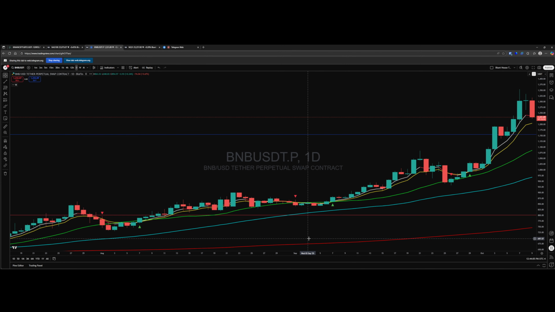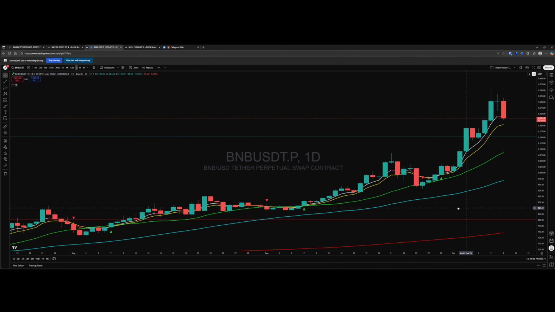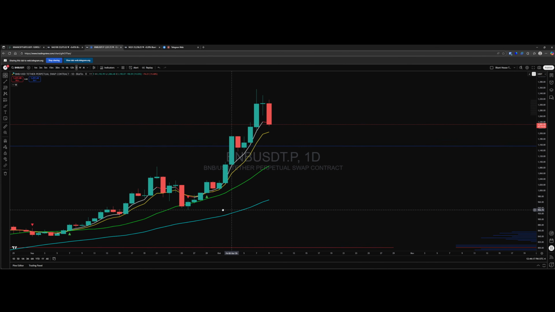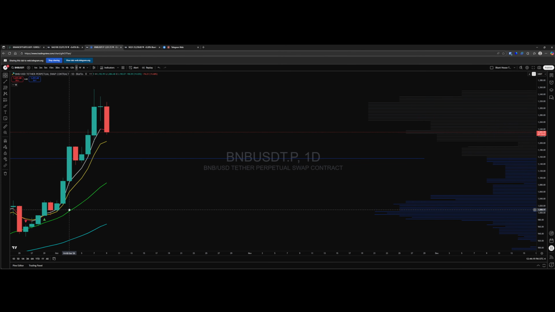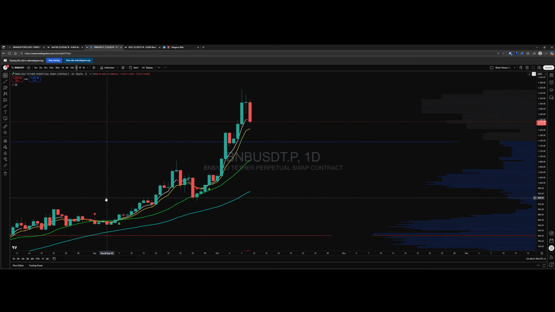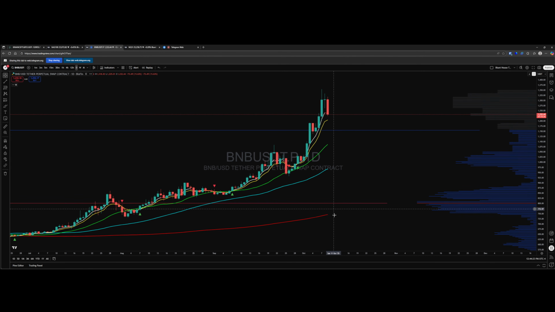So when we look at this chart, we're going to acknowledge the big move up. It was beautiful. But those parabolic moves, what do they do? They spread your levels out, right? So you can see the gap in distance between the 20 and the 50 and the 200.